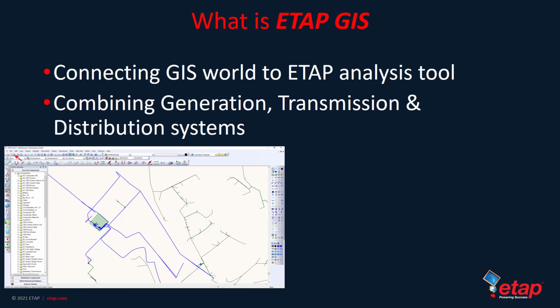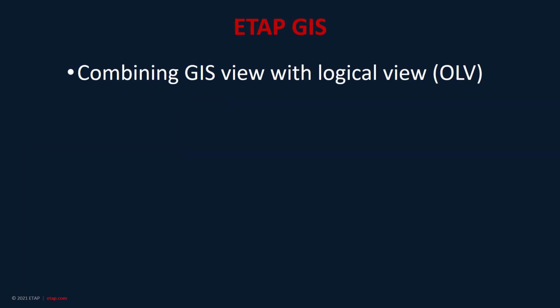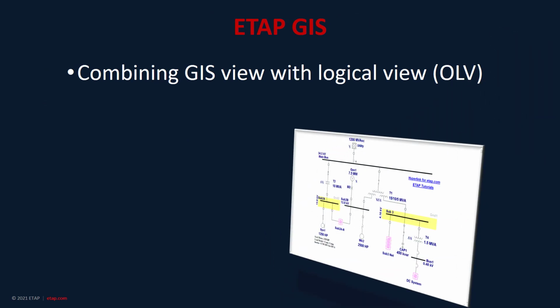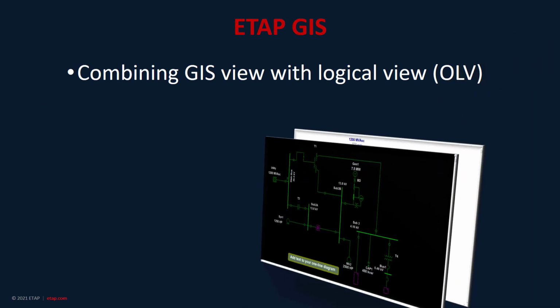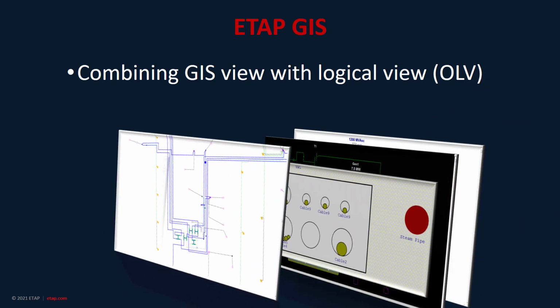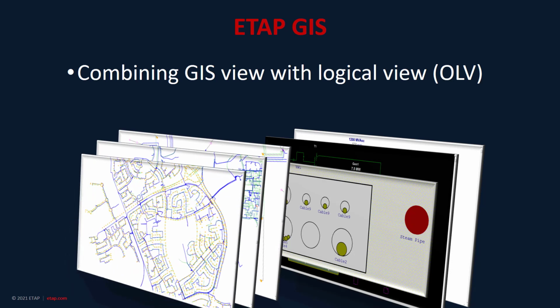Now, combining a generation, transmission, and distribution system. So you could actually display in ETAP with ETAP GIS not just transmission and distribution, but also generation, inside the fence. Now, ETAP GIS is combining the GIS view with the logical view or OLV. So as you could see here, we have the logical single line diagram combined also with the GIS.